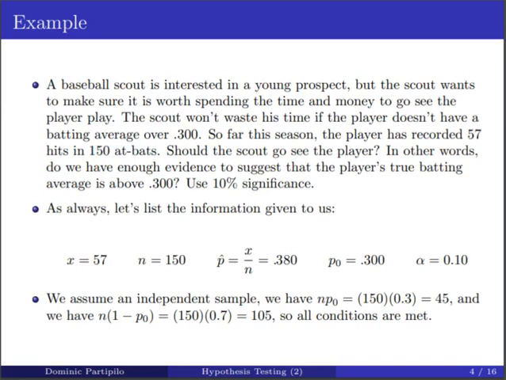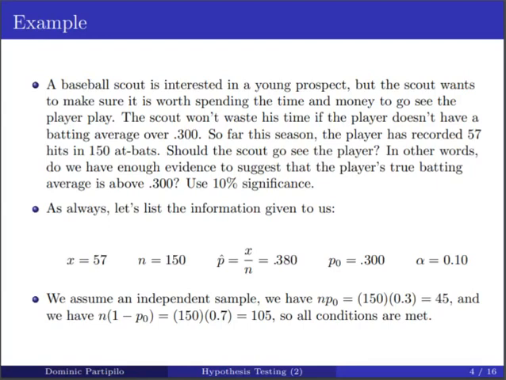Now, what we're testing against, our hypothesized proportion, is 300. We're testing whether or not the batting average is above 300. So that's going to be our P0. And our alpha level is based on our significance level. We were told to use 10% significance, so that means our alpha is going to be 0.10.